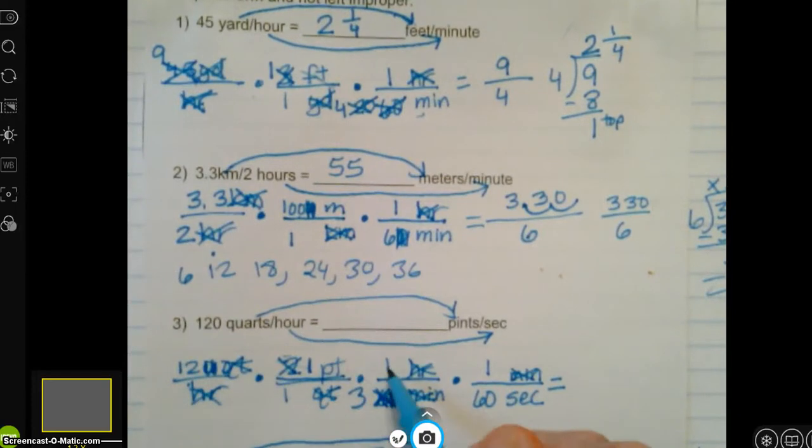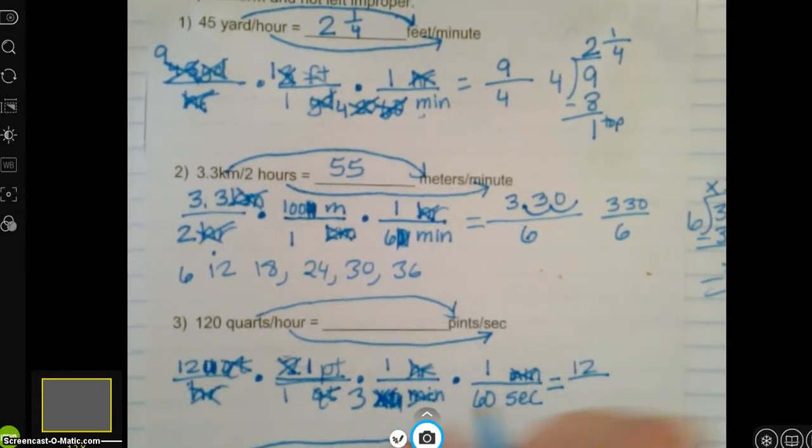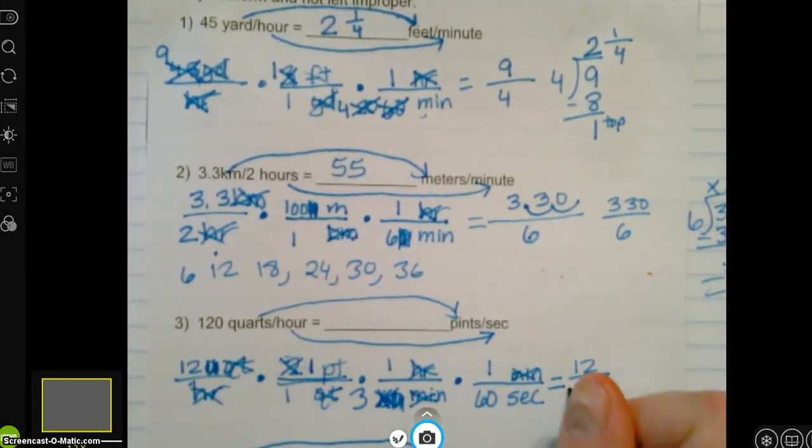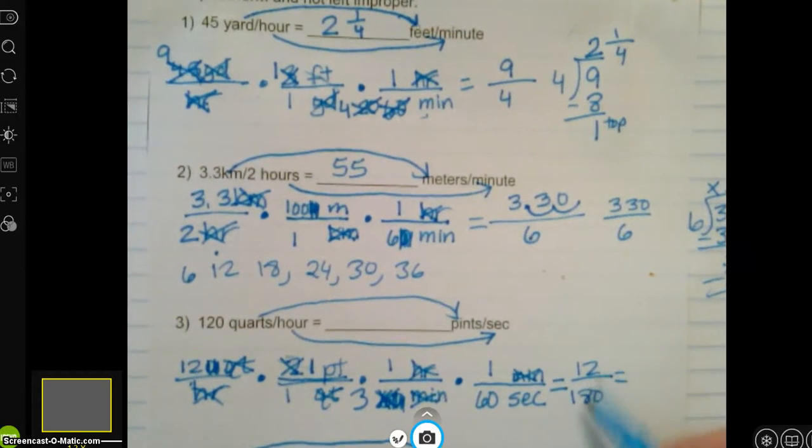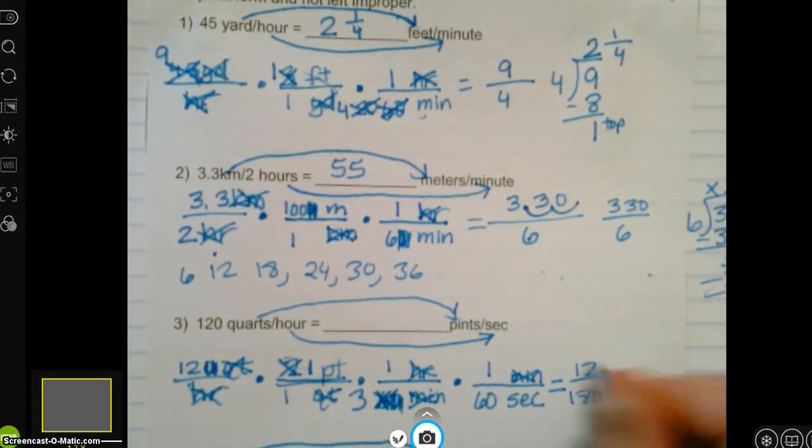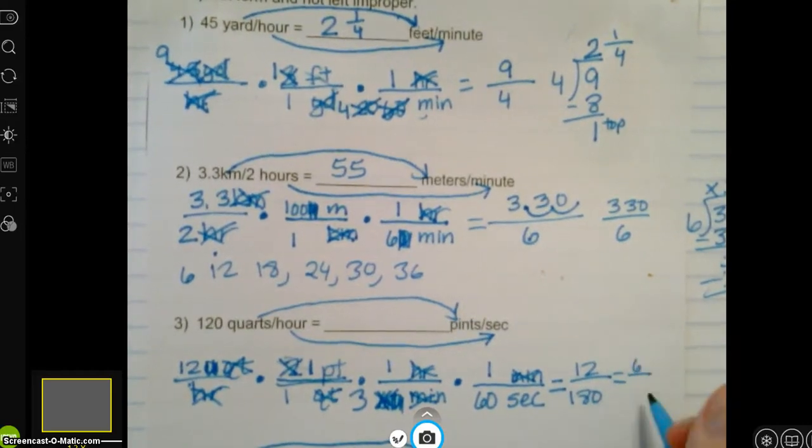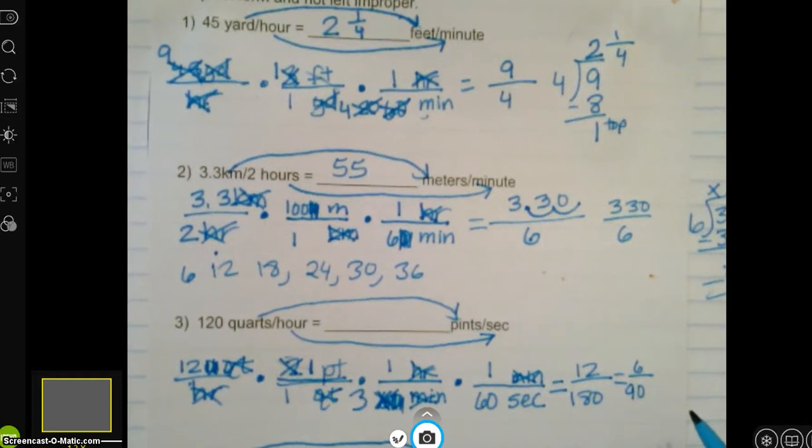12 times 1 times 1 times 1, 12. 1 times 3 times 60. 1 times 3 times 60 is 180. Now, you can divide this and make it a decimal, but honestly, we can just simplify it down. So let's do halves. What's half of 12? Because these are even. 6. What's half of 180? 90. So we're getting closer.